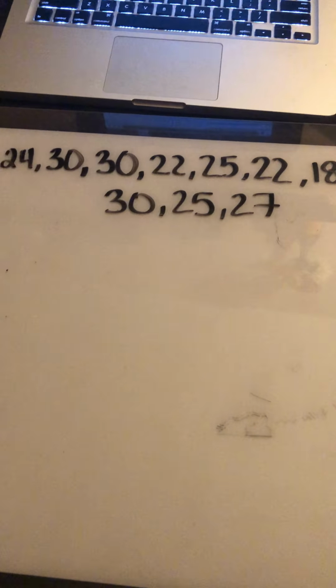So we have 24. I'm sorry, I can't see the numbers. Okay, 24, 30, 30, 22, 25, 22 again, 18, 25, 28, 30, 25, 27. Okay, so here's our data, and the first thing you want to do is order your numbers from least to greatest. So I'm going to do that now.